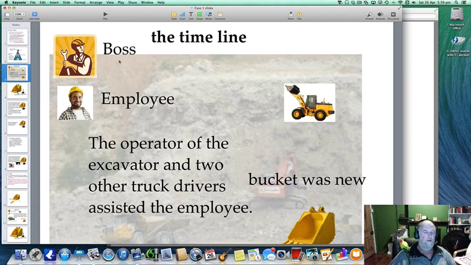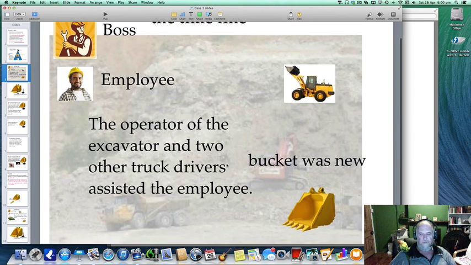Here you're obviously going to have a boss of some sort, who instructs an employee. And there's the operators of the excavator and two other truck drivers assisting the employee. We pick out the fact that the bucket is new.